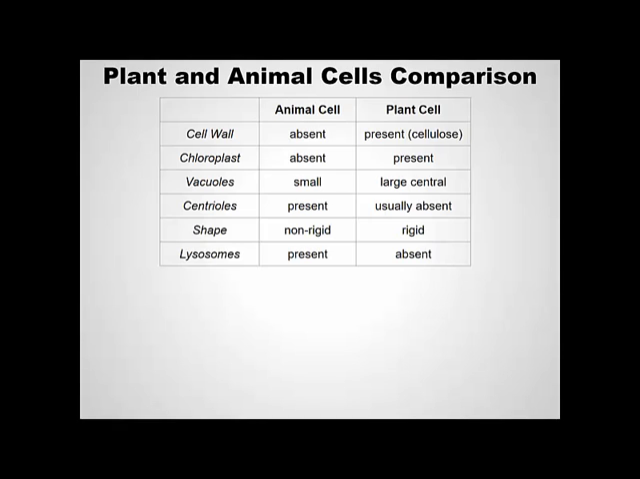Same thing with chloroplasts. A chloroplast is an organelle where photosynthesis takes place. Plant cells have chloroplasts, and animal cells don't. Not every plant cell has chloroplasts. Cells, for example, in the roots of plants don't have chloroplasts because they're not undergoing photosynthesis.